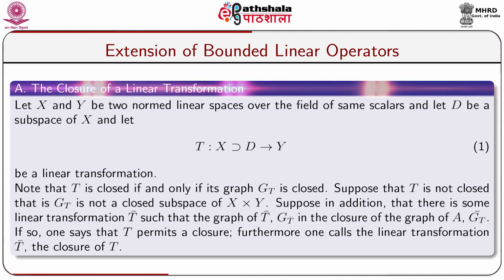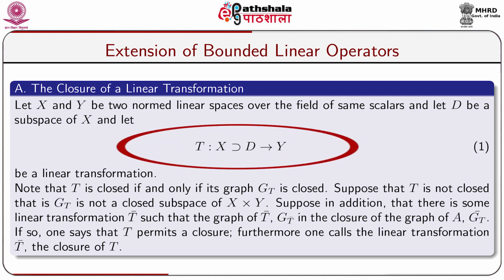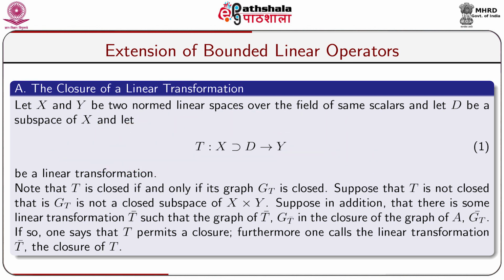Let capital X and capital Y be two normed linear spaces over the same field of scalars, and let capital D be a subspace of capital X, and let T be a mapping from D to Y, where D is a subspace of capital X and T is linear. Note that T is closed if and only if its graph GT is closed.